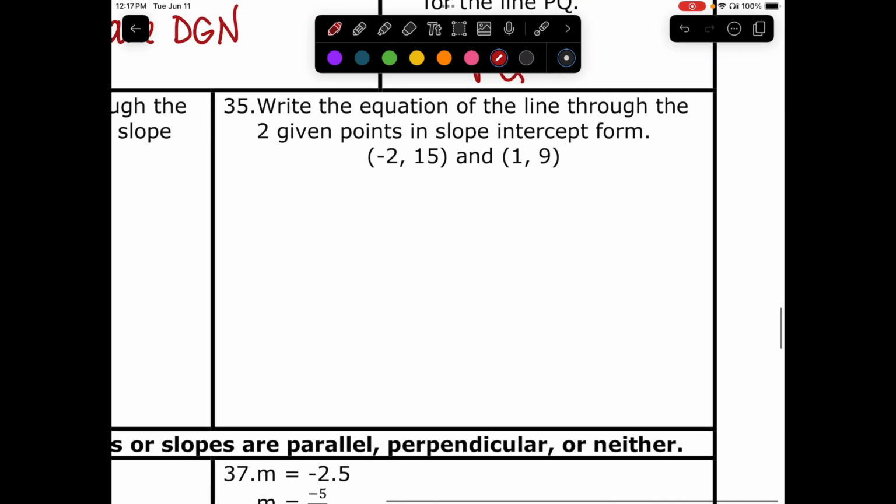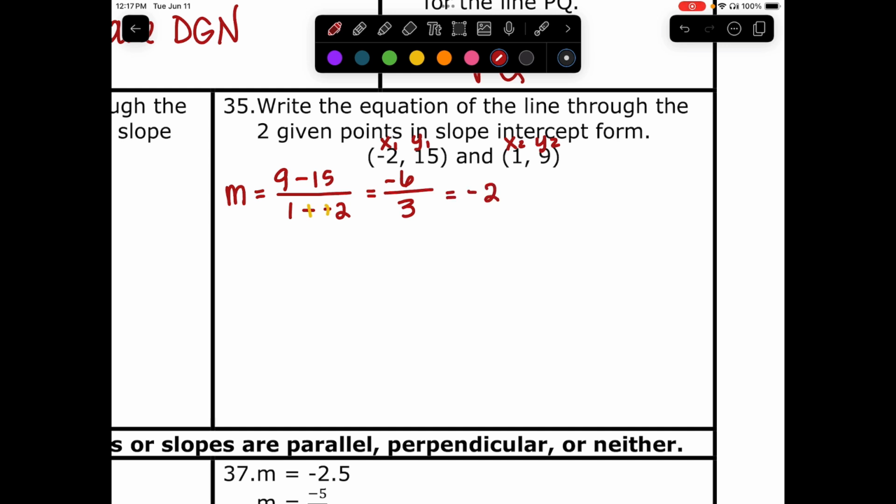Number 35, write the equation of the line through the 2 given points in slope-intercept form. So, first thing we need to do is find the slope. So that would be m equals, and we're going to do x1, y1, x2, y2. All right, so we're going to have y2 minus y1 over x2 minus x1. Got a double negative here. All right, 9 minus 15 is -6. 1 plus 2 is 3. We simplify that, we get -2.